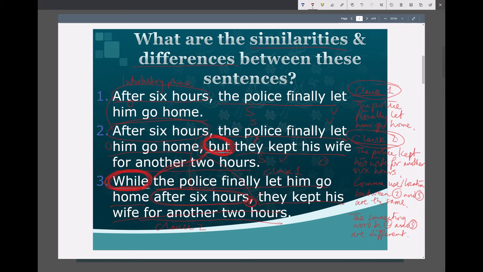So those are some similarities and differences between these sentences, which is showing a complex thought. Two clauses. Clause 1, the police finally let him go home. And clause 2, the police kept his wife for another 6 hours. And there's extra details too. Sorry, that's not 6 hours, it's 2 hours for the wife. But the husband had to stay 6 hours. So that's a detail there.